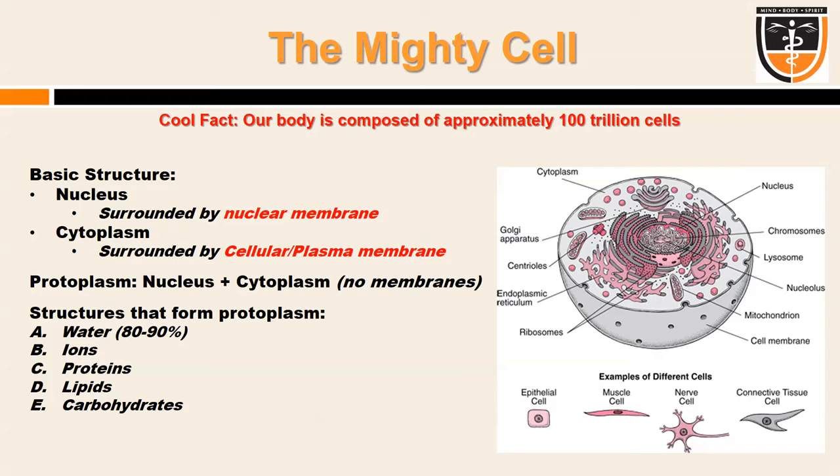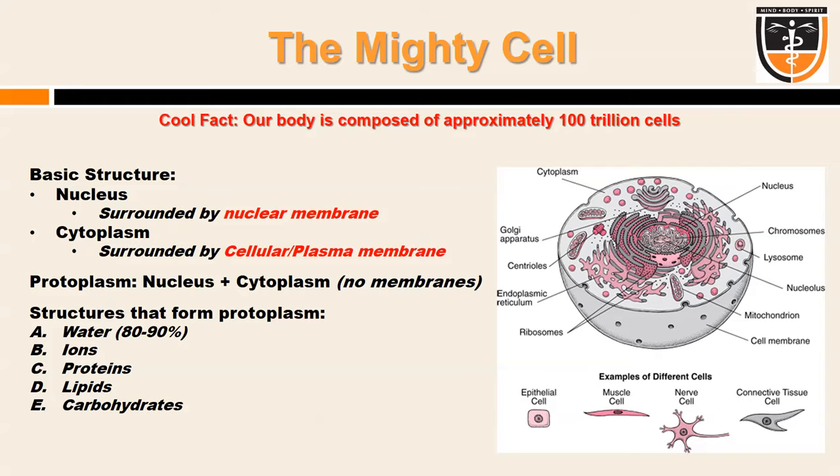There is a term that you might have heard of or not. It's called protoplasm. What's protoplasm? It's actually the nucleus and cytoplasm, take away the membranes, so the yucky fluidy thing. So what are the structures that form protoplasm? Water. We're mainly made of water. 80 to 90% of the cellular structure is water.